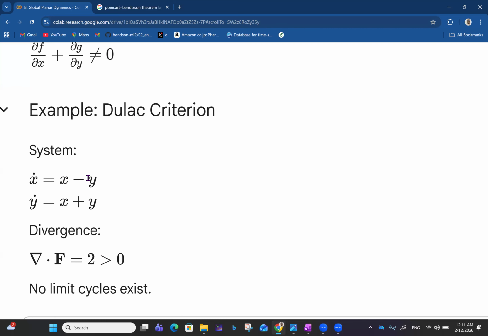So if you differentiate this with respect to x, you get 1. Differentiate this with respect to y, you also get 1. So if you add 1 plus 1, you get 2. So that simply means that no limit cycles exist. I think I don't have to talk about eigenvalues in that case. This is just the deal here.